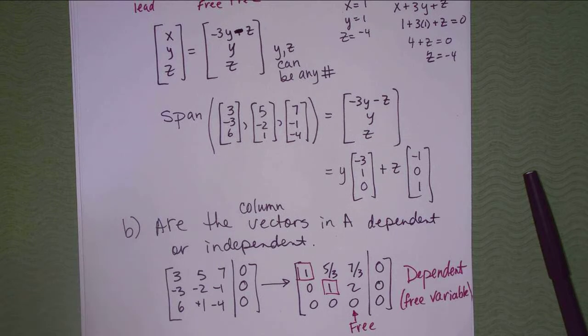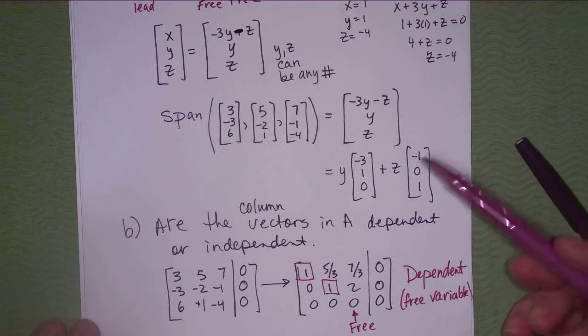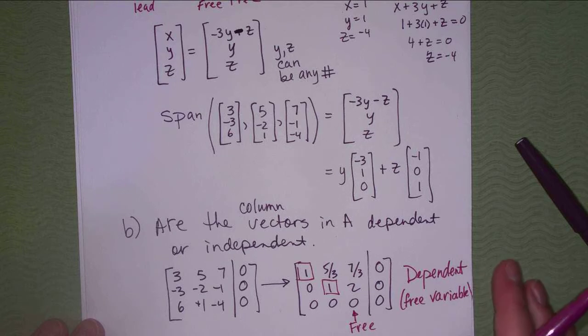If there's a free variable, it's dependent. It means there's infinitely many solutions. There's more solutions than just 0, 0, 0. Although 0, 0, 0 works, there's a lot more solutions that will give an answer to this.